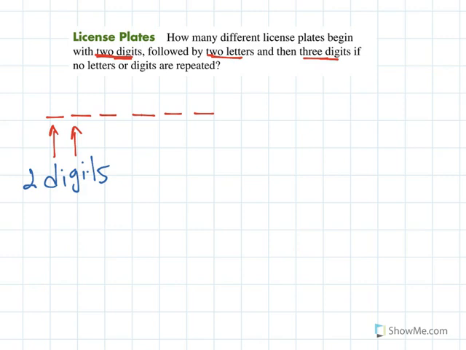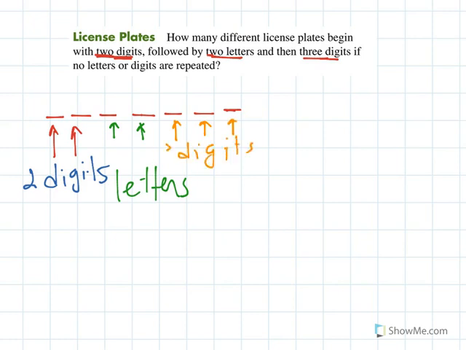Let's see. Begin with 2 digits followed by 2 letters and 3 digits. That's 7 actually, not 6. So we have to add one more space. Yeah, that works. So then followed by 2 letters. So I have here, the green ones are basically letters. And the last ones are going to be 3 digits again. 3 digits with no repetition.